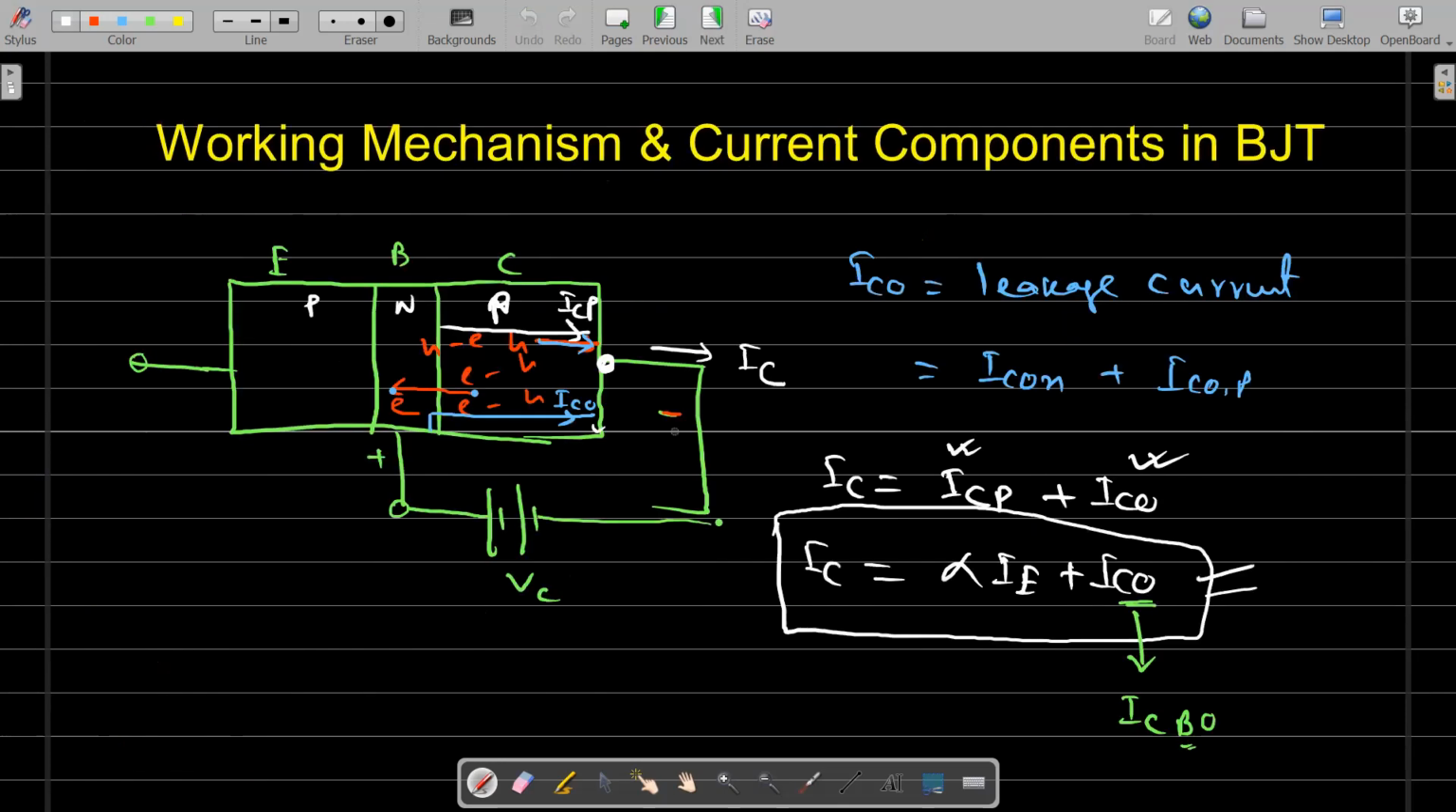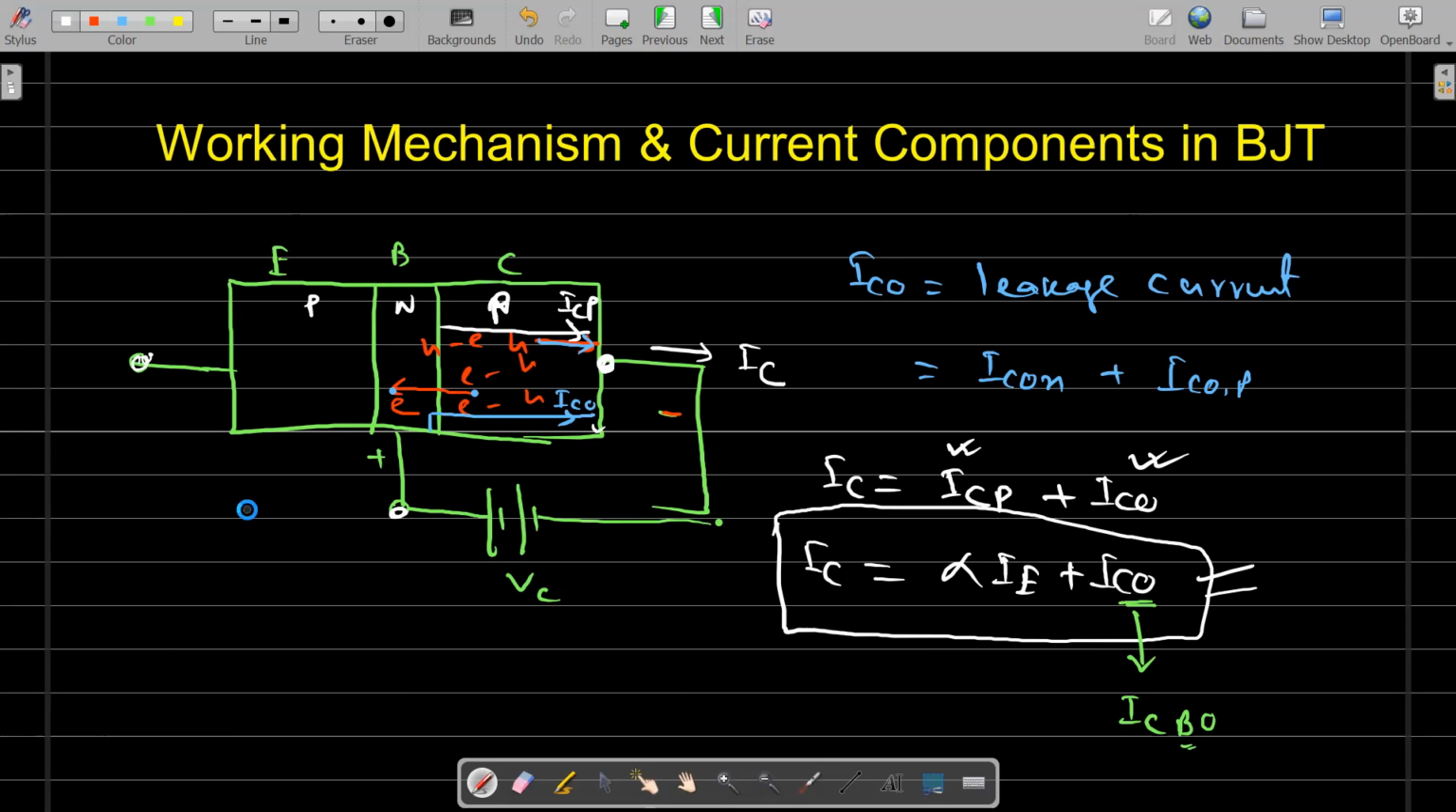And another thing, see the ICO, that is the leakage current. In some textbooks, it is mentioned as ICBO. So it is the leakage current. In CBO, BO stands for base is open. That means we are analyzing the leakage current when the terminal between the base and emitter is open. We are not applying any voltage here, and only the base collector junction is reverse biased. In that condition, we are getting the leakage current, so that is ICO or ICBO.